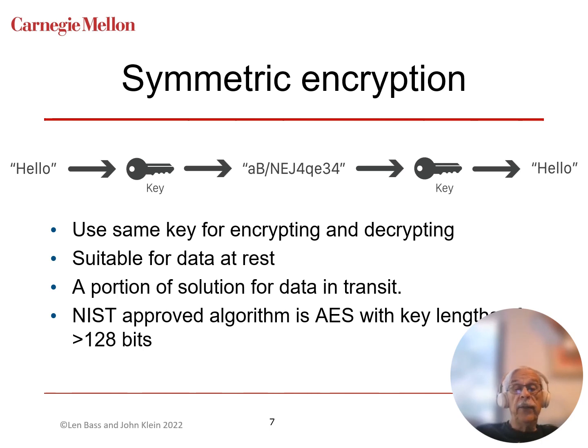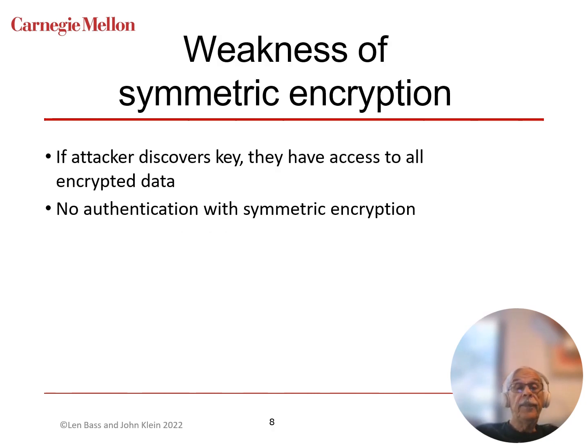The NIST approved algorithm is called AES, and they recommend a key length of at least 128 bits. So 128 bits is a big number. The weakness of symmetric encryption is that if an attacker discovers the key, then they have access to all the encrypted data. The second is that authentication can't be done with symmetric encryption. We'll talk about how authentication is done with asymmetric encryption.